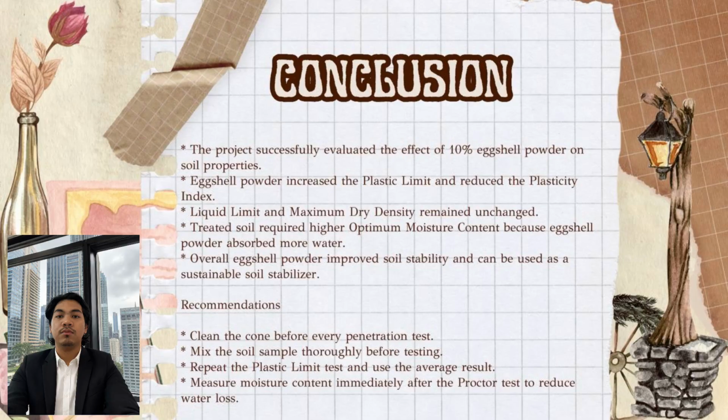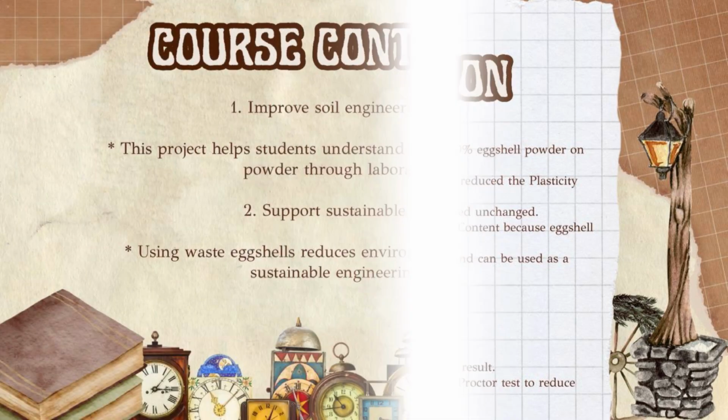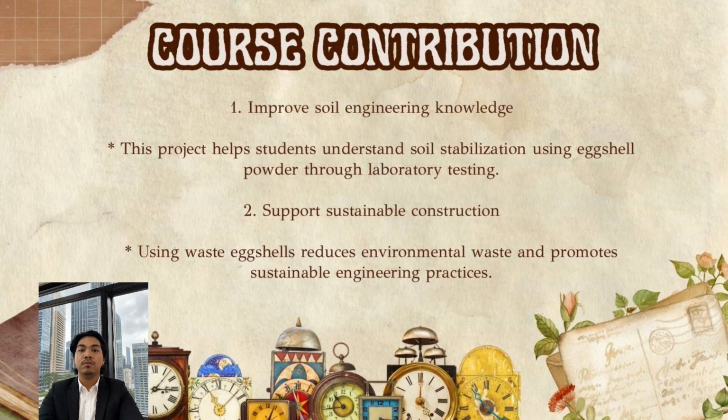There are a few recommendations such as clean the cone before every penetration test, mix the soil sample thoroughly before testing, repeat the plastic limit test and use the average result, and measure the moisture content immediately after the proctor test to reduce water loss. Lastly, cost contribution.